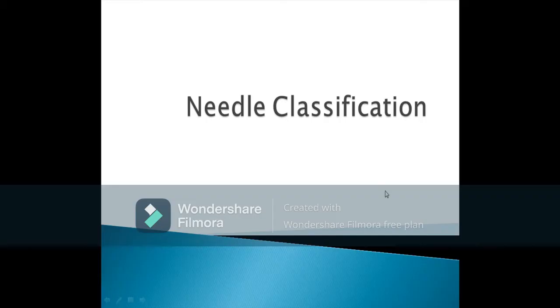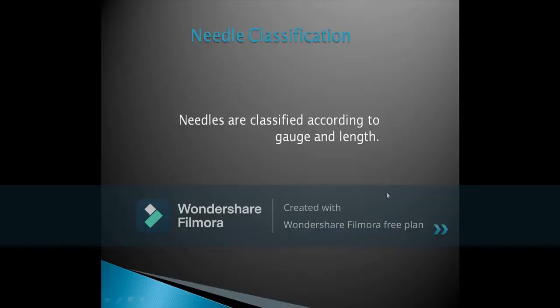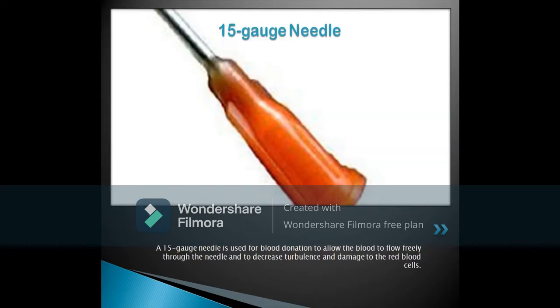Needle classification. Needles are classified according to gauge and length. The gauge is the inside diameter of the needle. The lower the gauge number, the larger the inside diameter will be. For example, a 15 gauge needle is used for blood donation to allow the blood to flow freely through the needle and to decrease turbulence and damage to the red blood cells.